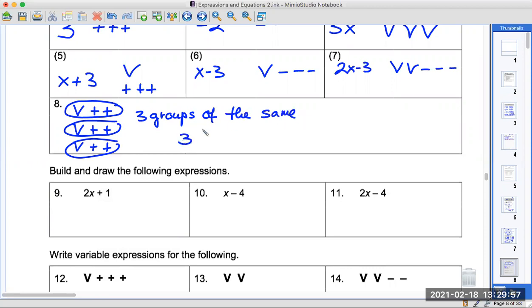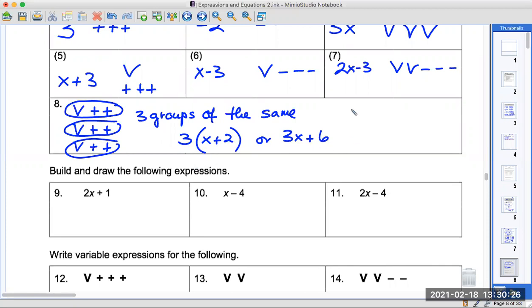Number 8, we're going to make groups. Remember, distributing means grouping. You got 1 unknown, 2 pluses, 1 unknown, 2 pluses. Notice each group is the same. So you got 3 groups of the same. So you can say I have 3 groups of x plus 2, or I have 3 x's, 1, 2, 3, plus 6. So these are the same. You can write it like that, so these two are equivalent.